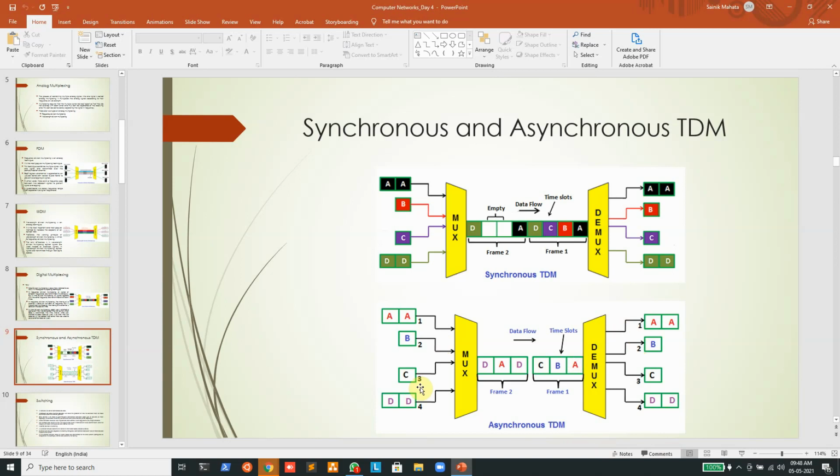There will be time slots, but there will be no fixed time slots. Which means if machine A wants to send data, it can send in the first time slot, or the second, or the third time slot, but it is not mandatory that it will only send in the first time slot. So this is nothing but asynchronous time division multiplexing, where the data is not sent in order. It depends on the receiver how it will organize the data by itself.